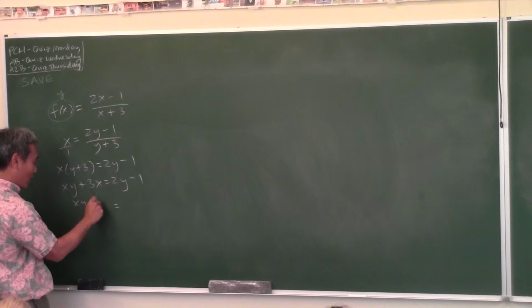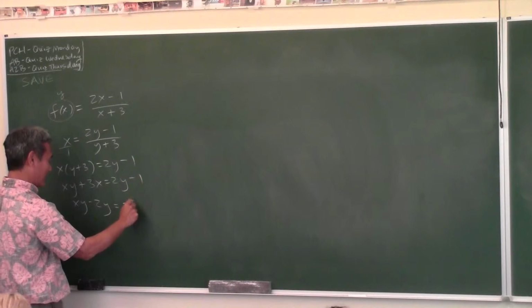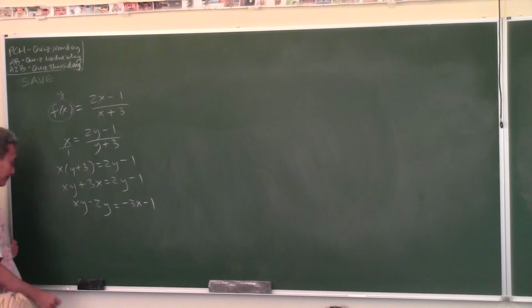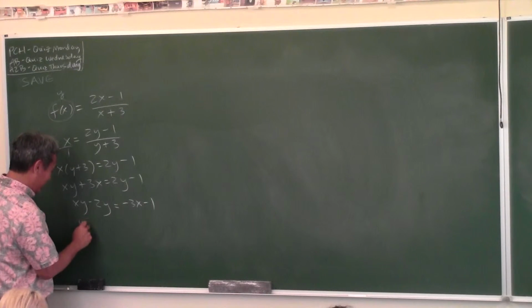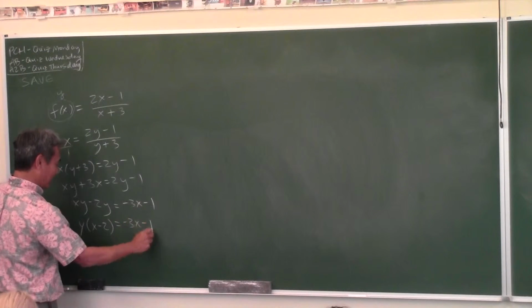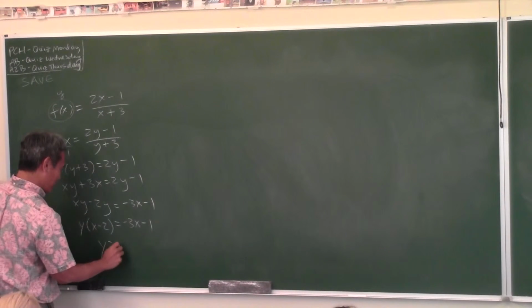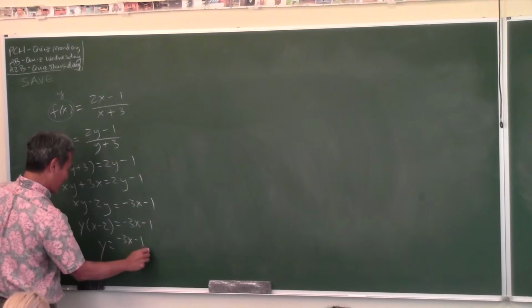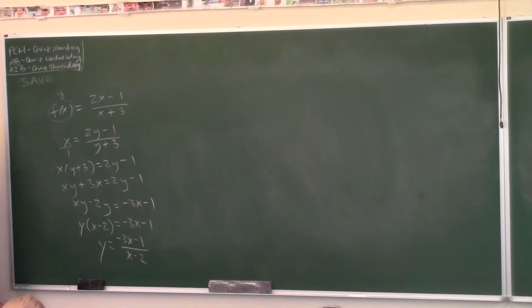So subtract 2y. And then how do I get rid of this 3x here? You gotta subtract it on that side. So negative 3x minus 1. Now what? Factor out the y. This is algebra 1, people. And then, how do I get rid of this x minus 2? Divide by x minus 2. So you get negative 3x minus 1 all over x minus 2. There you go, that's the inverse.